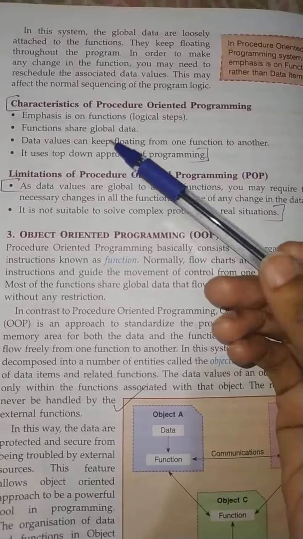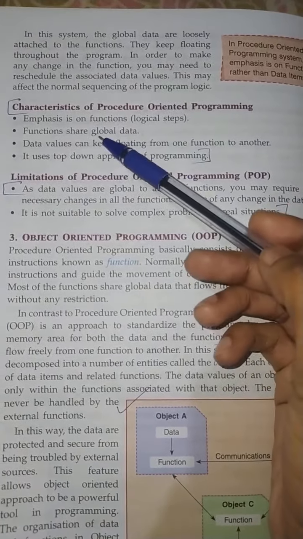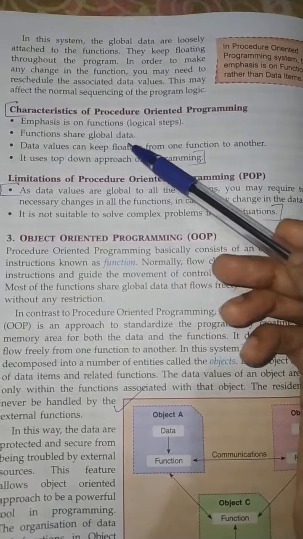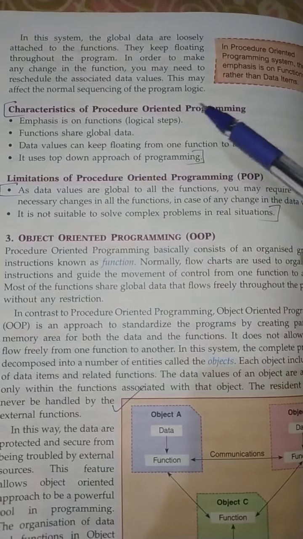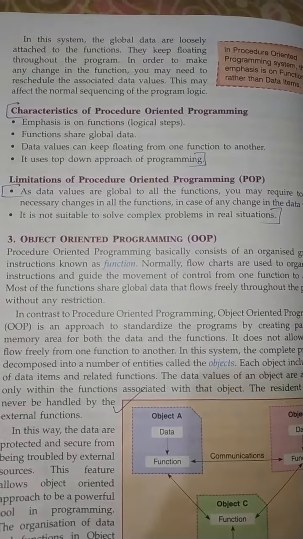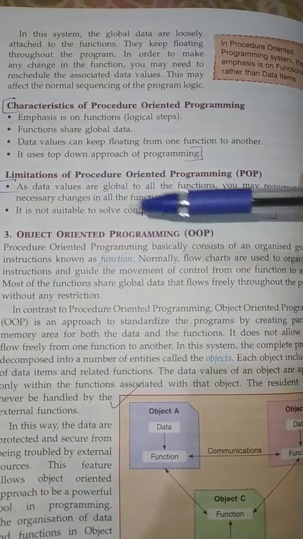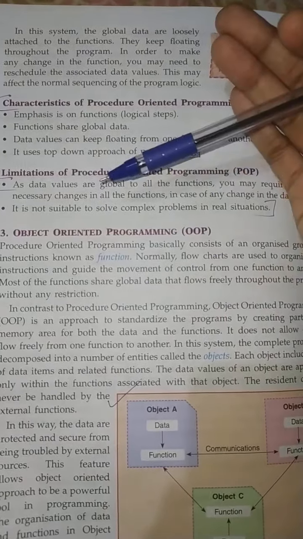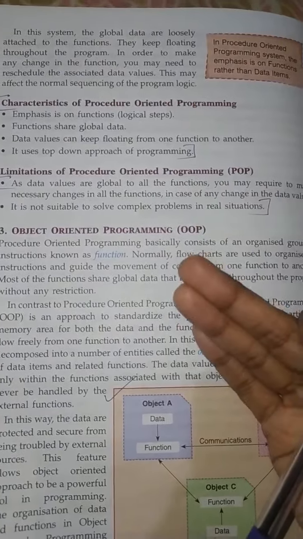So these are the characteristics. It focuses only on the functions and it shares some global data, and data values can keep floating from one function to another. After executing one function, we'll go to the next function. So it uses a top-down approach. Top-down means the main program is classified into different functions. So it is a top-down structure.